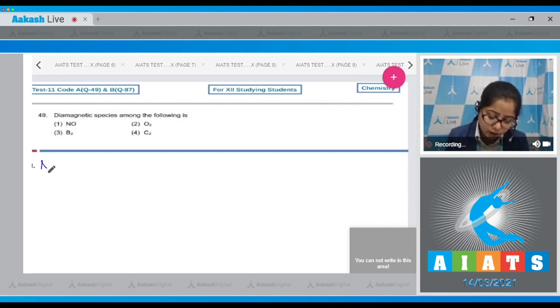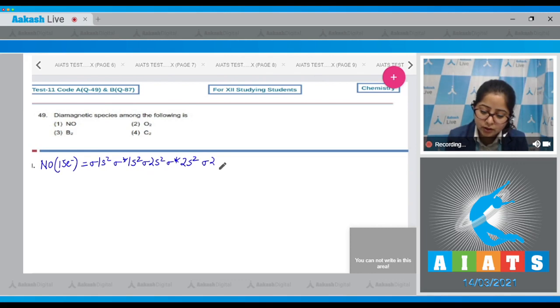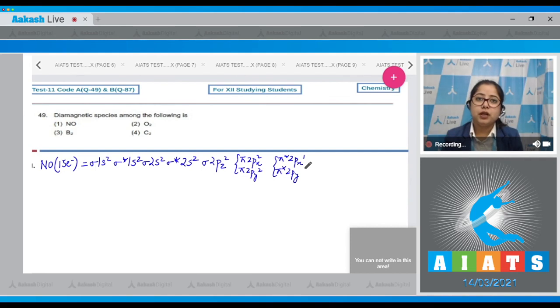So let's start with NO. In case of NO, the total number of electrons is 15. So let's write the electronic configuration: σ1s², σ*1s², σ2s², σ*2s², σ2pz², π2px², π2py², then π*2px¹ and π*2py⁰. Since there is one unpaired electron, that means NO is paramagnetic in nature.